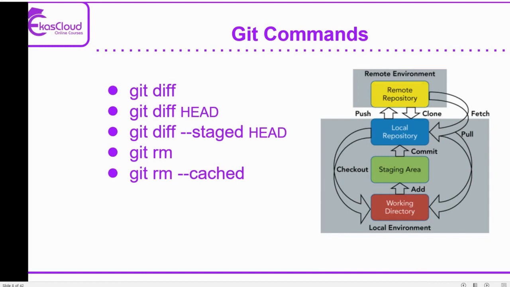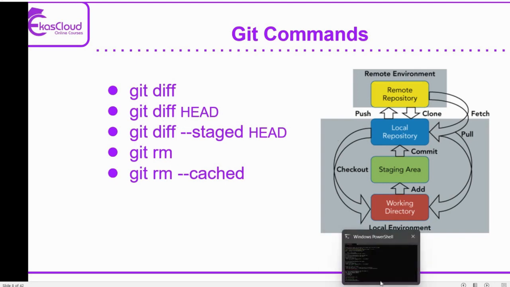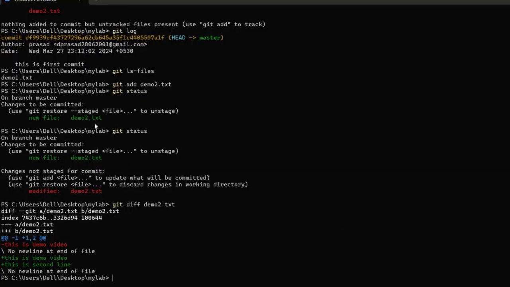This command helps to compare the files in the working directory and local repository. Use this command, git diff HEAD, and move here. I already have one file, demo1.txt, in the local repository, and I also have one file in our working directory.